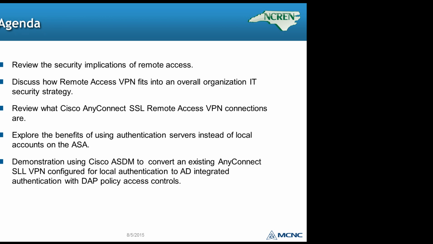The next thing we're going to do is explore the benefits of using authentication servers instead of local accounts on the ASA for remote access. And then we're going to do some short demos using the ASDM, or basically the GUI configuration component of the ASA, to convert an existing AnyConnect SSL VPN configured for local authentication to AD integrated authentication with some DAP policy access controls. All right, so let's talk a little bit about the security implications of remote access.